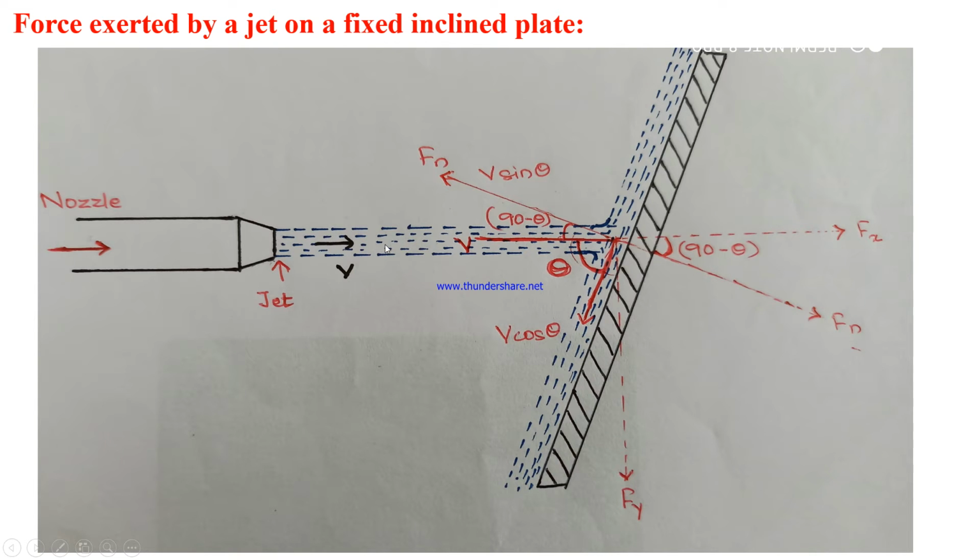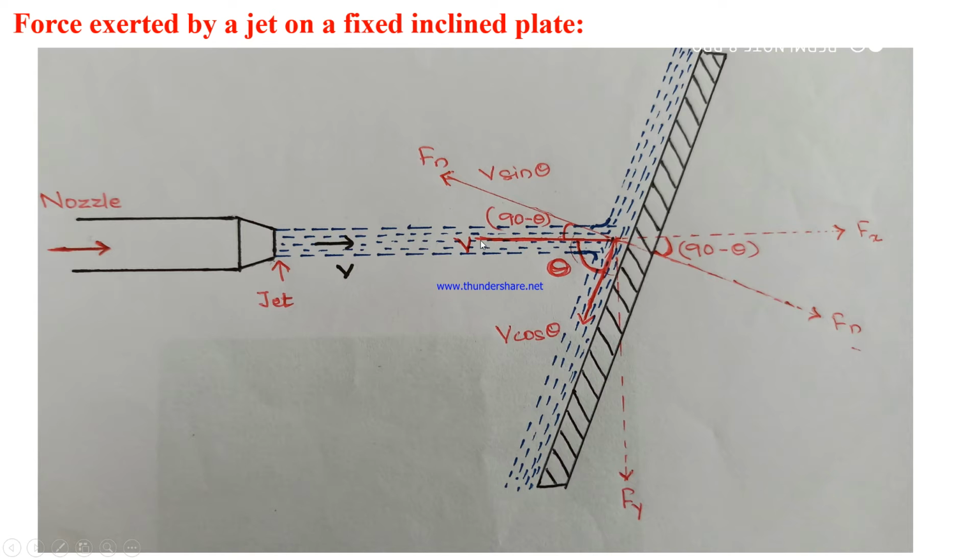Now, what is the force with which this water, coming with velocity v, is exerting upon this plate? What is the force exerted by this jet on this inclined plate? Theta represents the angle of inclination, that is, the angle between the jet of water coming with velocity v and the plate.